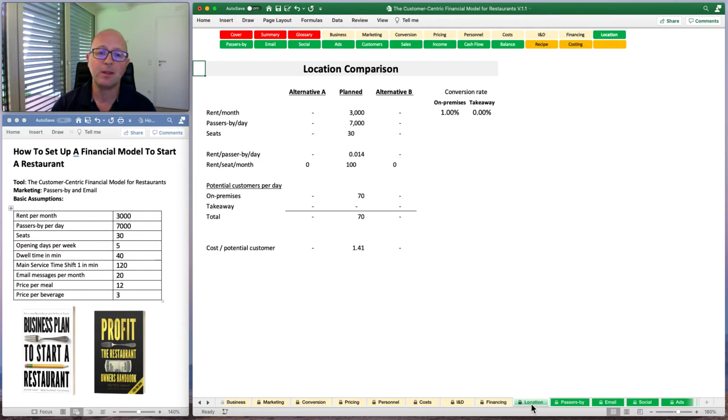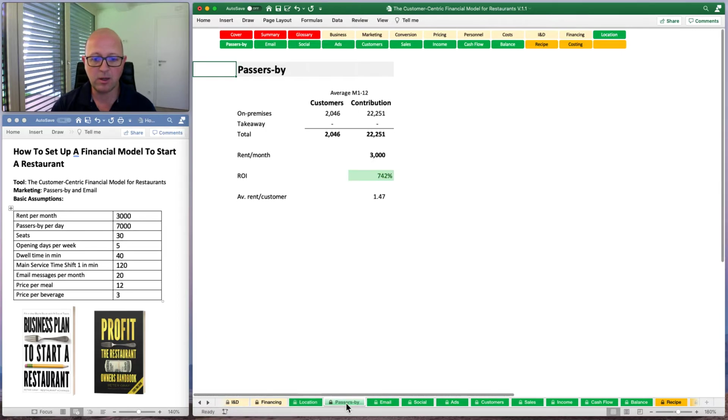Let's have a look. We see this is the output for our location, rent and so on, but we don't have a comparison in yet. Now we are moving on. We see passers-by. On average, we are calculating with 2,046 customers on premises per month, and a contribution of $22,251 per month. This would mean a return on investment for the rent of 742%, which is not so bad at the beginning.